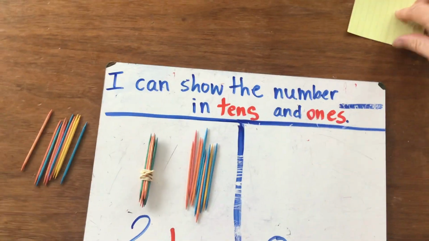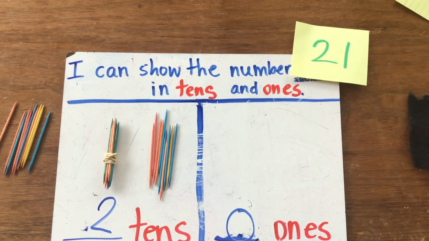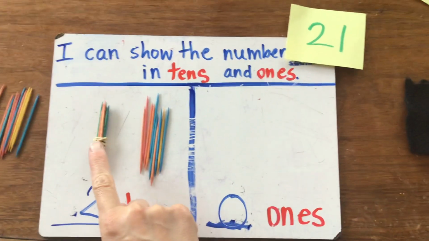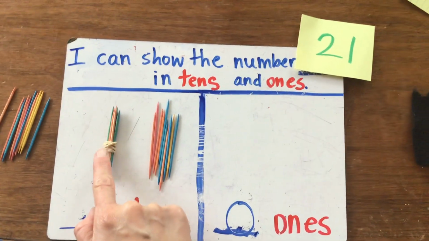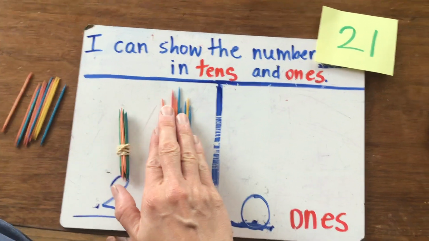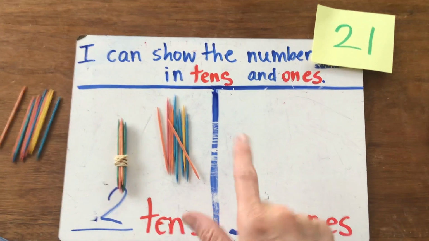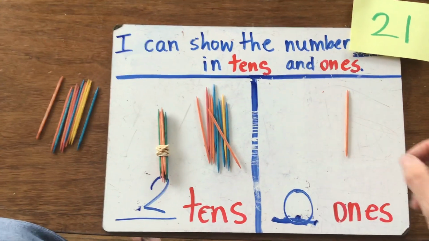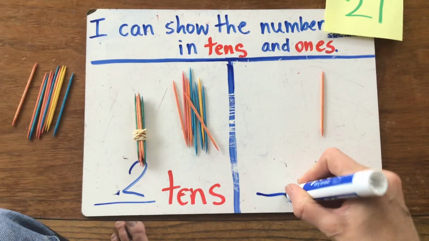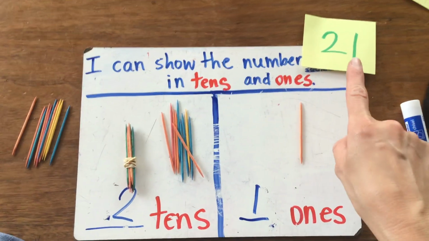Excellent. We have one more number card to make. Let's see what it is. What number is that? 21. I can show the number 21 in tens and ones. So we don't need to count these. 10, 20. We know that this right here is 20 straws because it's 2 tens. Now we want 21, so 20 and add one more makes 21. So now we have 1 in the ones place, and we made 2 tens and 1 one is 21.